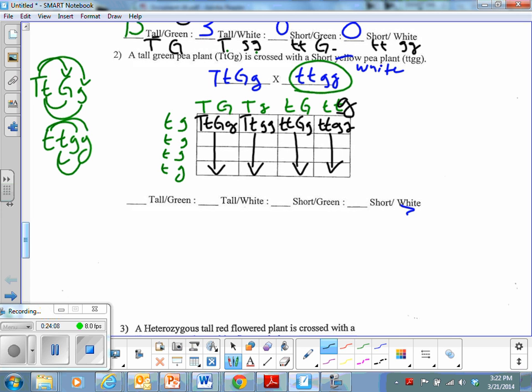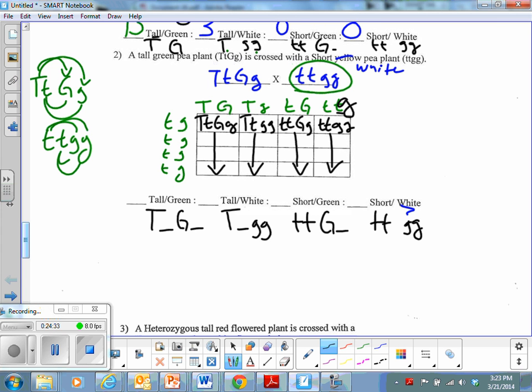So then if we do our traits, remember tall, I need at least one big T and something else, one big G and something else. Tall and white, I need to have one big T, something else, and then two little G's. For short, I need two little T's and at least one big G and something else. For short and white, I need little T, little G, little G.